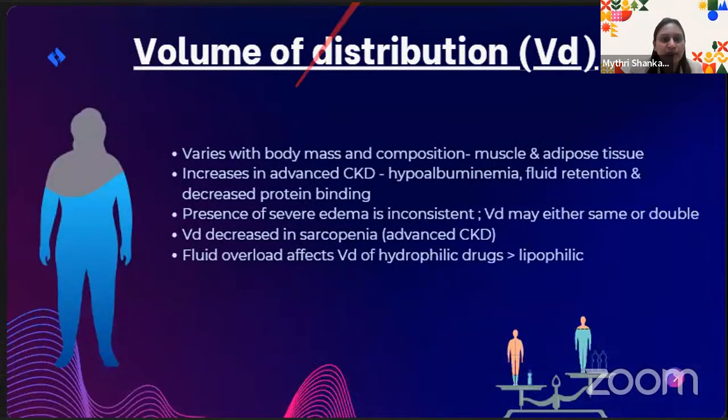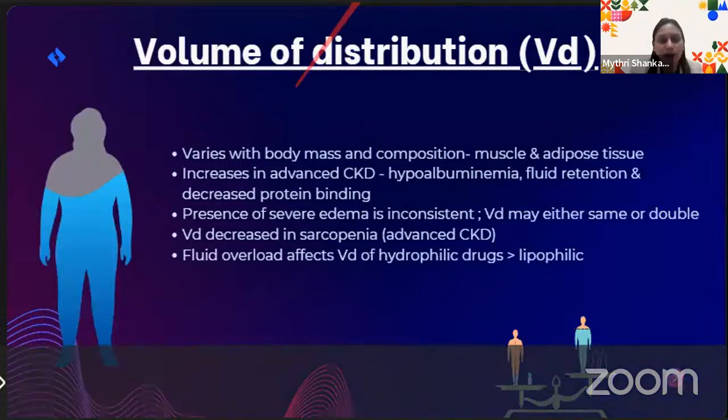Volume of distribution varies with body mass and composition, muscle and adipose tissue especially. It increases in advanced chronic kidney disease because of hypoalbuminemia. There is a lot of fluid retention and decreased protein binding. Presence of severe edema is inconsistent. Volume of distribution may either be the same or double. And in sarcopenia, which is seen in advanced chronic kidney disease, volume of distribution gets decreased. Fluid overload affects the volume of distribution of hydrophilic drugs more than lipophilic drugs.